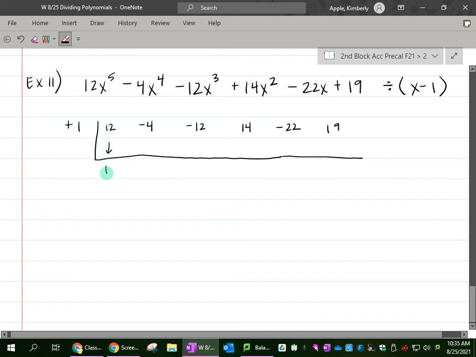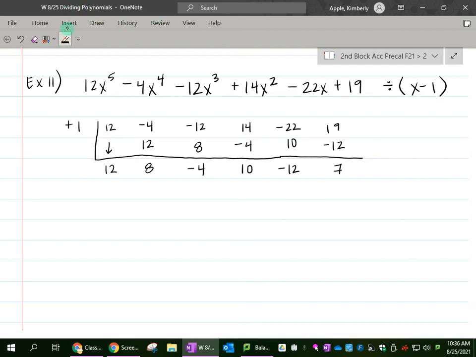So 12 comes down, just bring it down there. 12 times 1 is 12. Negative 4 plus 12 is 8. 1 times 8 is 8. Negative 12 plus 8 is negative 4. 1 times negative 4, negative 4. So this will be 10. And this will be 10, and so on. That'll be 1 times negative 12, so that'll be 7.